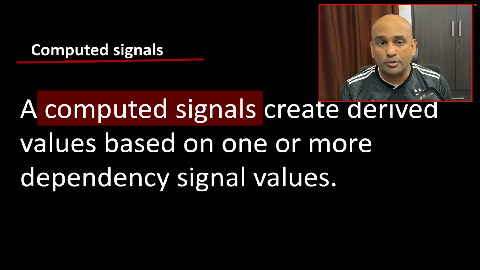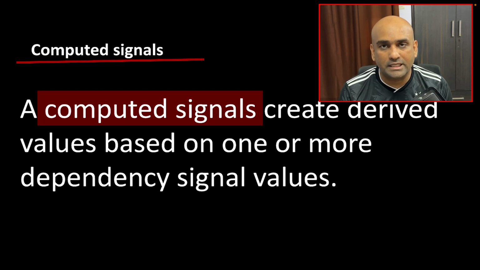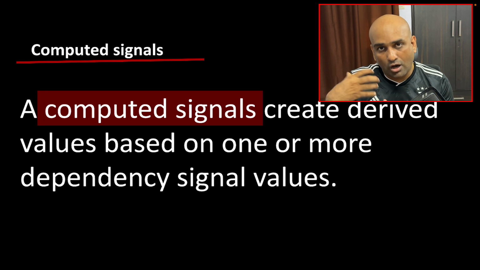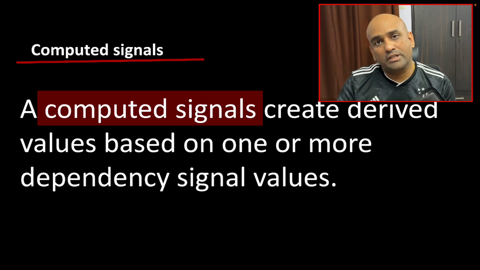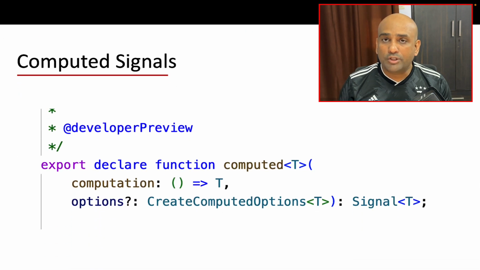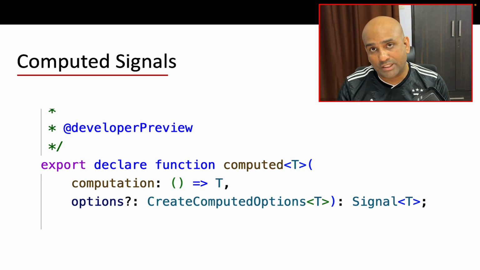Now, what is a computed signal? Computed signals create derived values based on one or more dependency signal values. So a computed signal always depends on one or more signals. A computed signal can be created using the function computed, and as you see on your screen, in Angular this computed function returns a type Signal.